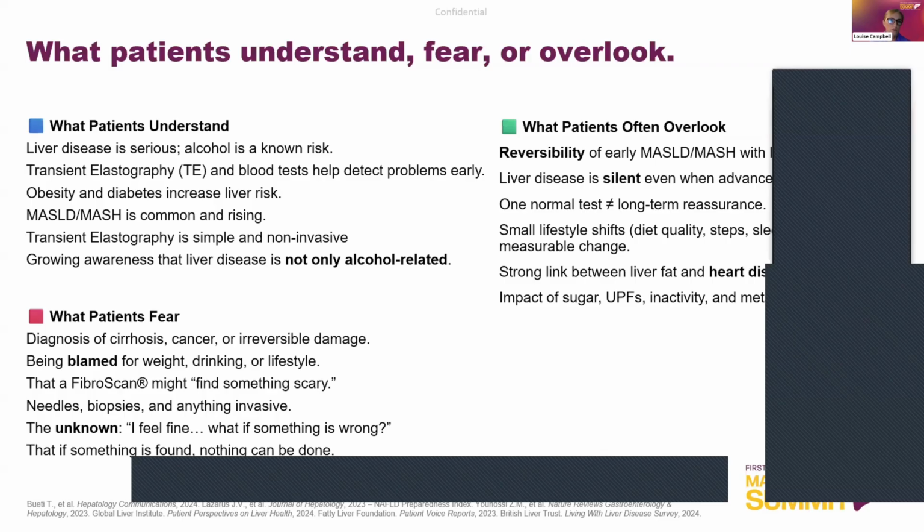Diagnosis: cirrhosis. Most patients don't want to have these tests because they think they're going to have cirrhosis if they've got a risk factor, or it's been in the family. They're scared of cancer, or that it's irreversible. The more we research liver now, the more we know it can be reversed for the majority of people. So finding it is key. Being blamed: a lot of patients feel they're going to be blamed and stigmatized. Jeff's already talked about patient-first language. Needles and biopsies: the unknown.